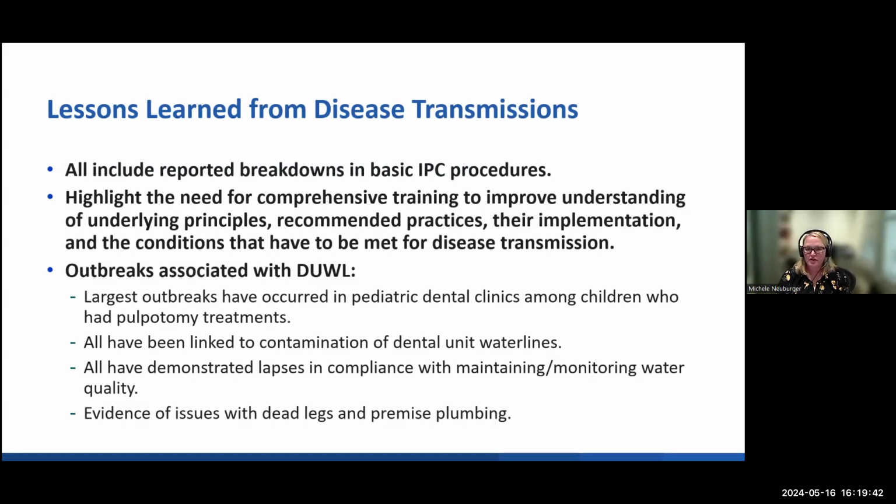The largest occurred in pediatric dental clinics among children who had pulpotomies. All were linked to contaminated dental unit water lines where the levels of bacteria in the water were much, much higher than recommended. And the clinics weren't maintaining their water lines and testing them frequently to see if they were within the recommended limits. They demonstrated lapses of compliance, and then there were some other complicating factors, sometimes with the plumbing in the building.